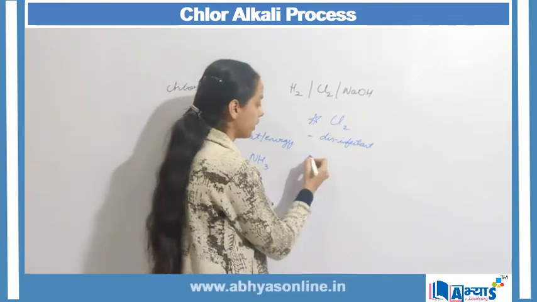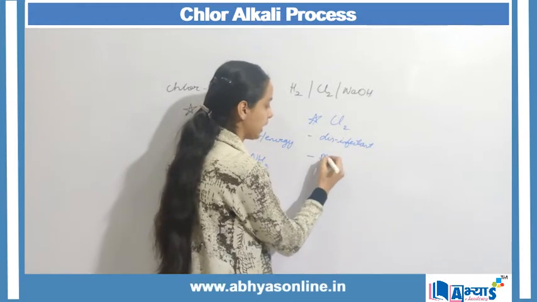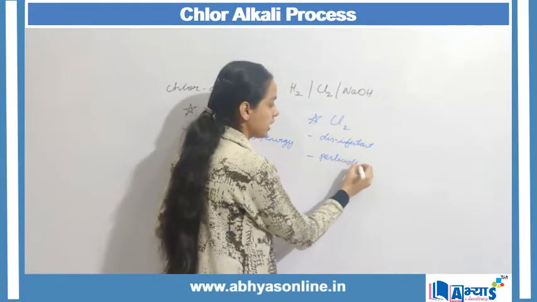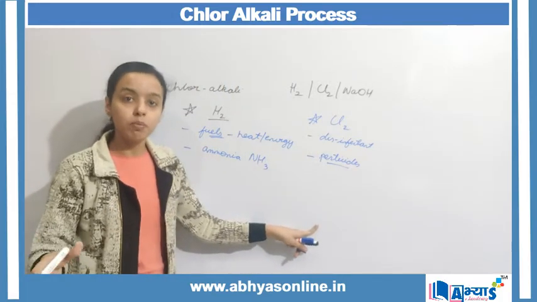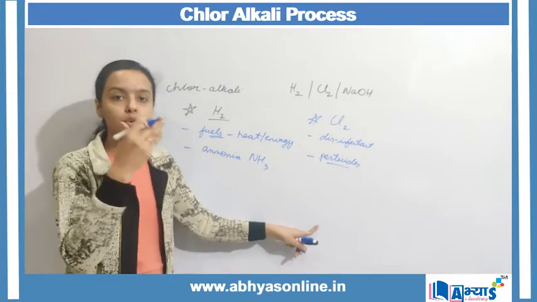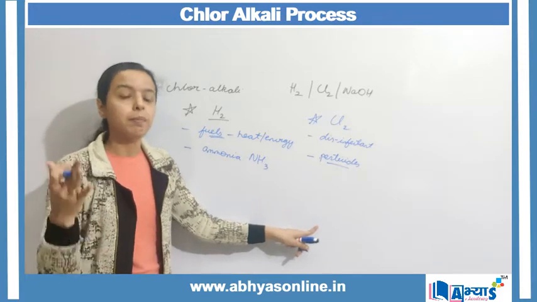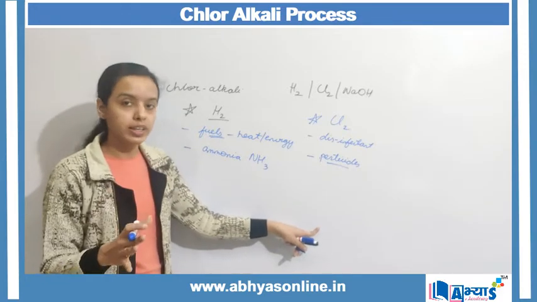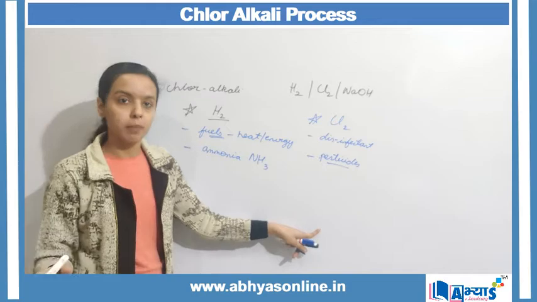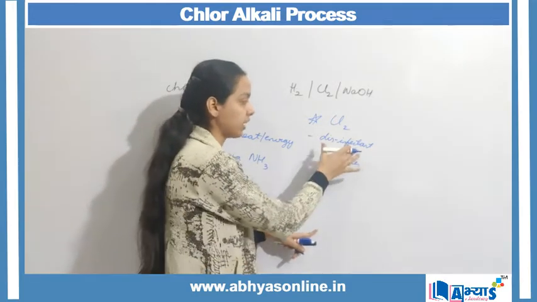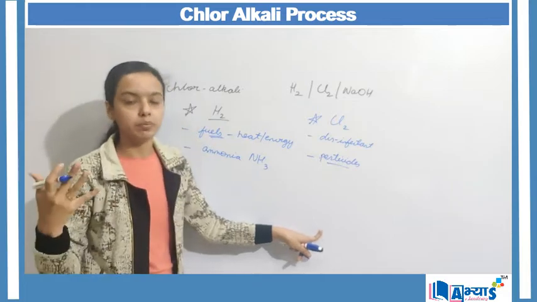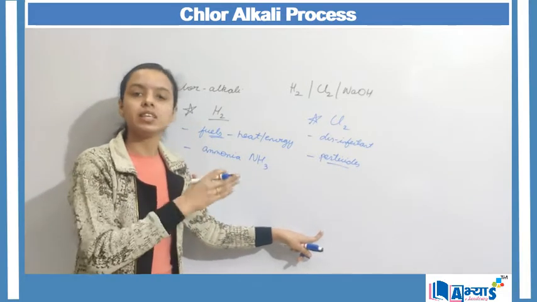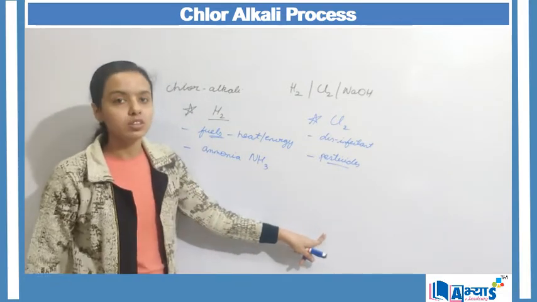Another use of chlorine is in the manufacture of pesticides. Pesticides are sprayed on the field or on the crops so that the pests which grow along with the crop are killed. Because if the pests are not killed, they will harm the crop. So since it has disinfectant properties, it kills those pests or organisms which are present in the field and would destroy the crop.